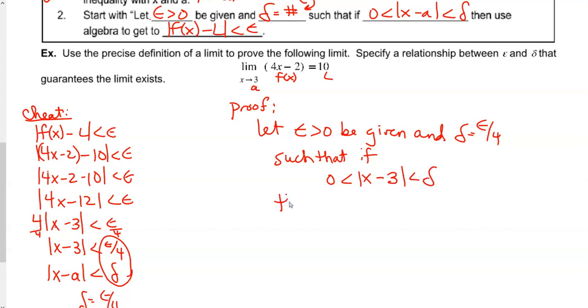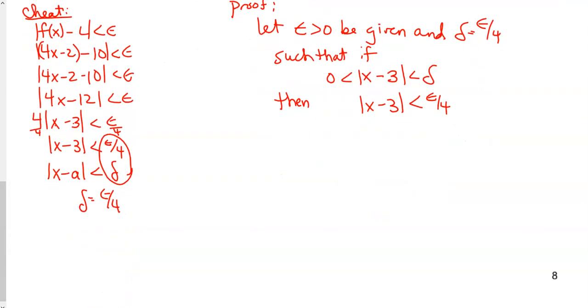Then, now here's kind of the thing. You can keep the combined inequality, but this is just basically symbolizing that delta is greater than 0, that this is all positive. So at that time, normally I just drop this part and say, okay, then x minus 3 is less than. Here's where I'm going to take what I let delta equal and sub it in. Less than epsilon over 4. And in a proof, you don't necessarily show your work. So we're just going to go step by step here.